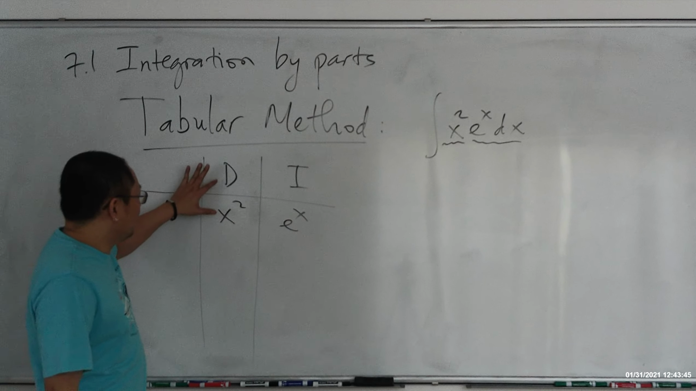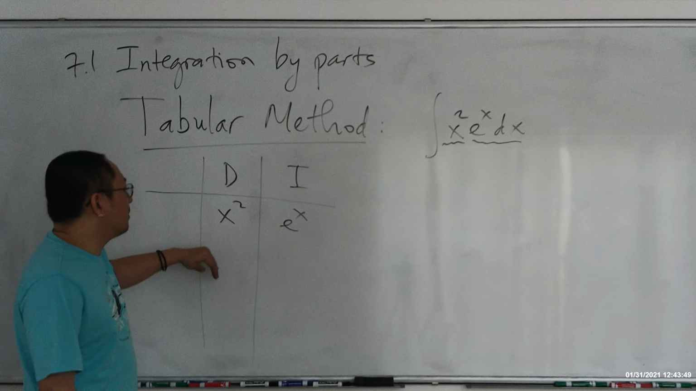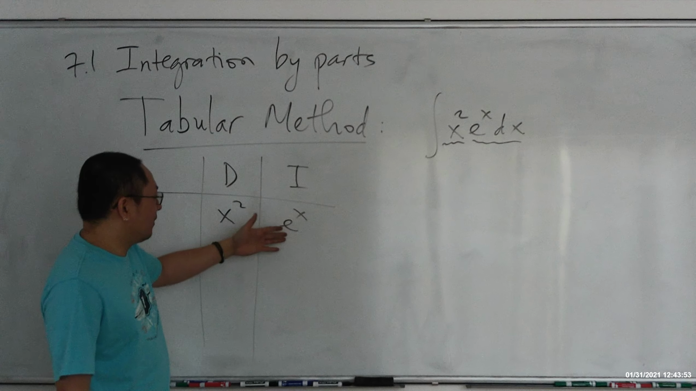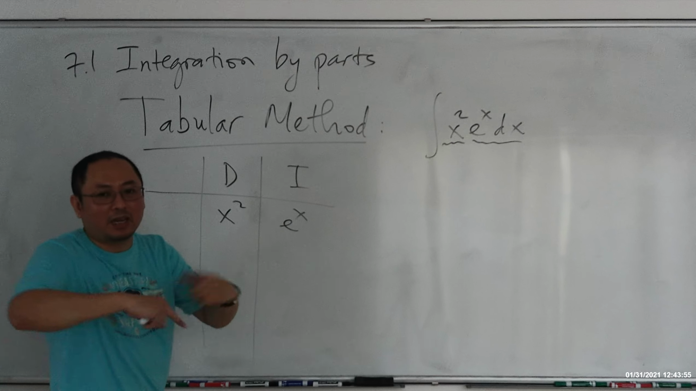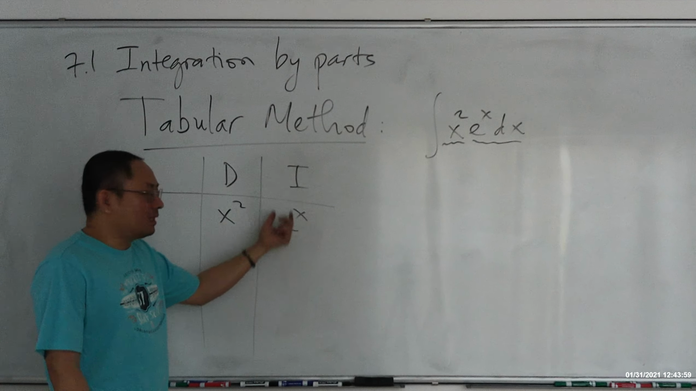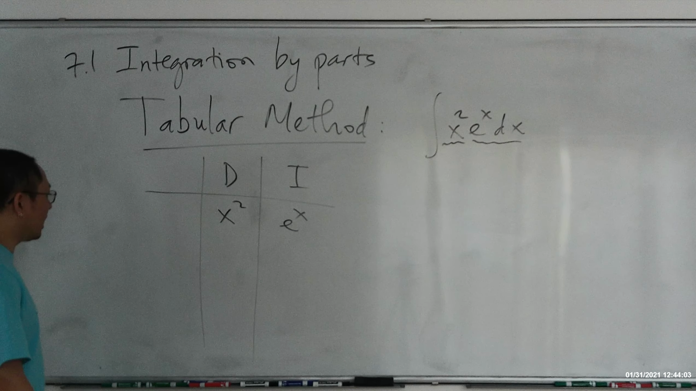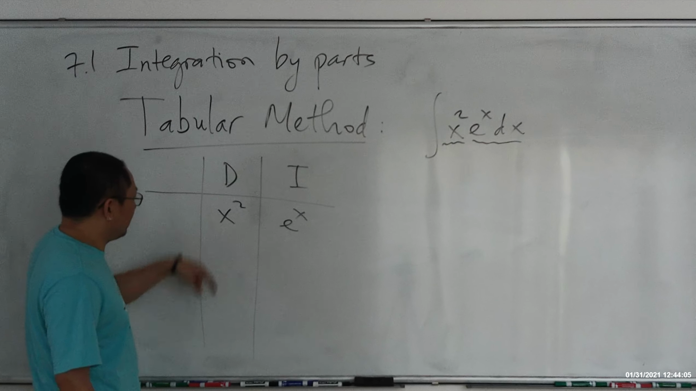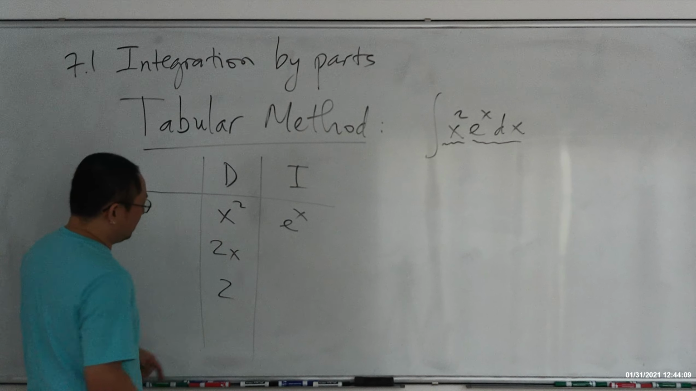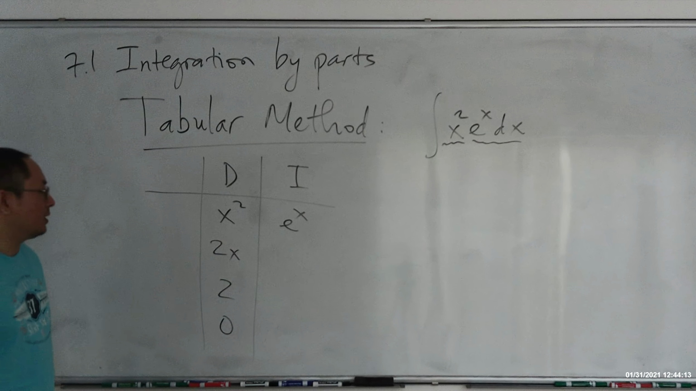Whenever you want to do derivative, you're going to choose a part that, when you take the derivative, gives you something simpler or easier, getting smaller, getting to 0 is the best, right? And for the part of integration, you better choose something that makes a loop. I choose e to the x because no matter how I integrate e to the x, I still get e to the x. So keep taking the derivative for the first column. I get 2x. Derivative of 2x is 2. Derivative of 2 is 0. Of course, I'm not going to do more because 0 keeps going 0.